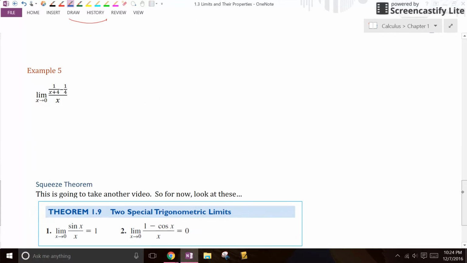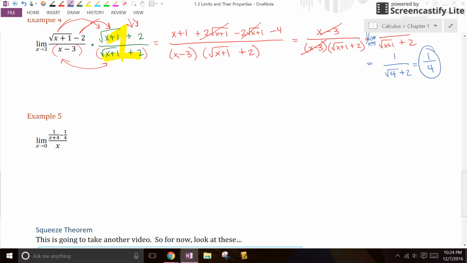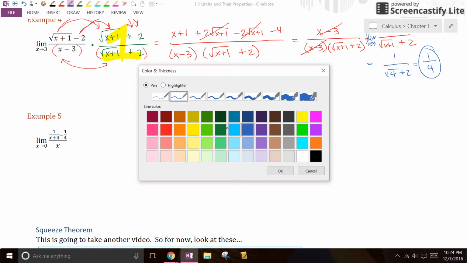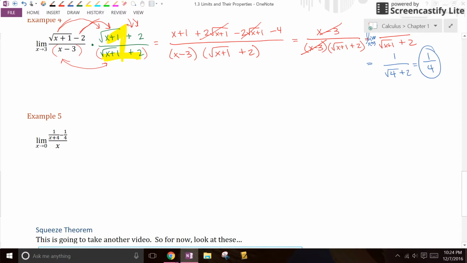All right, now, number 5. I was going to say last one, but it's not. Let's go with this guy now. And I don't know what color you want. Let's do this pretty blue. Oh, maybe this one. The limit is 0.